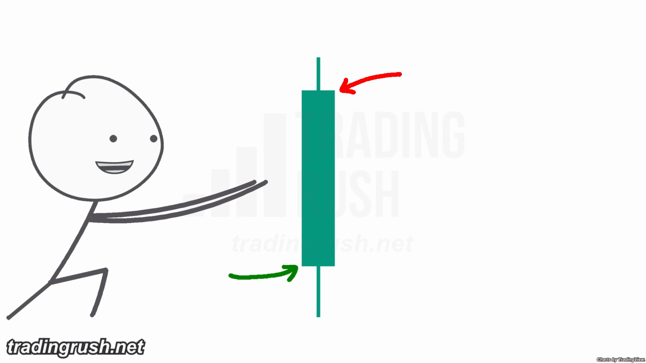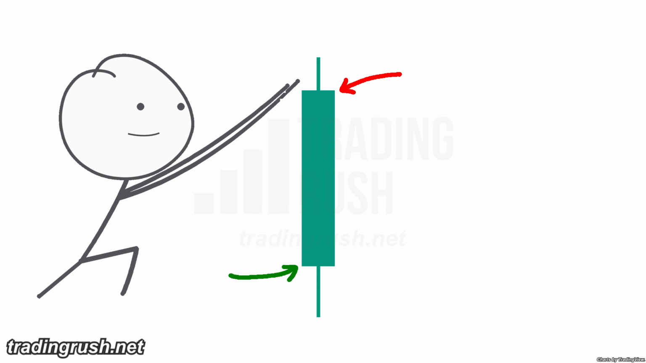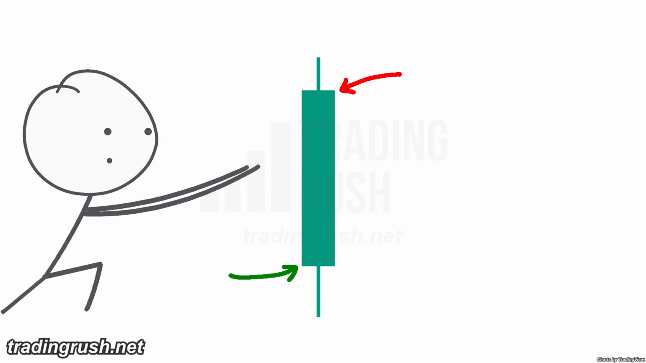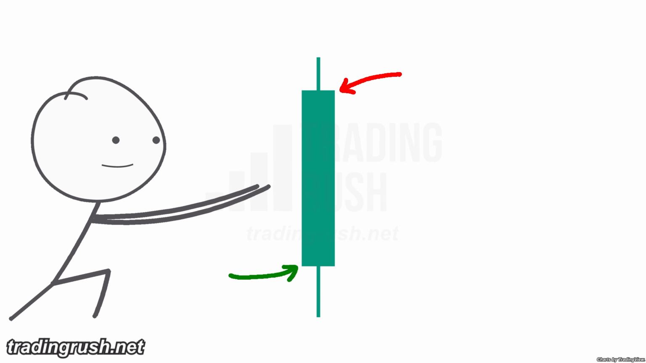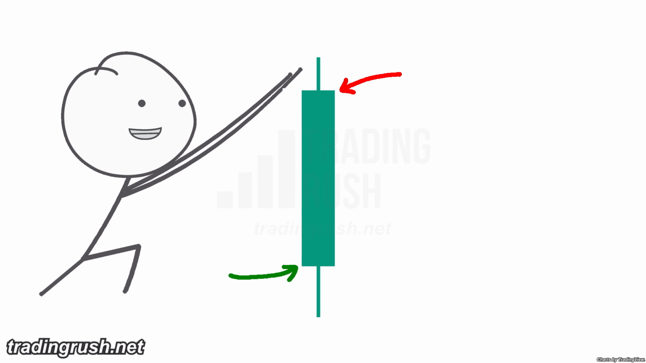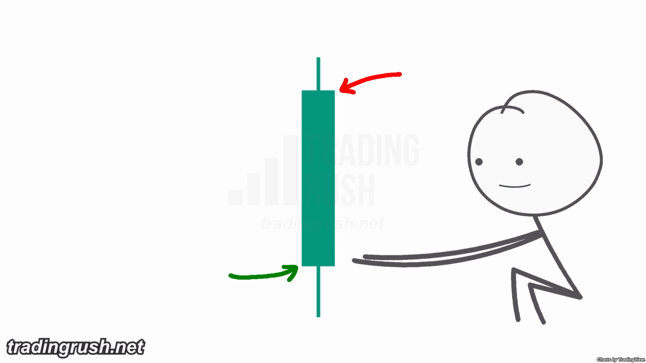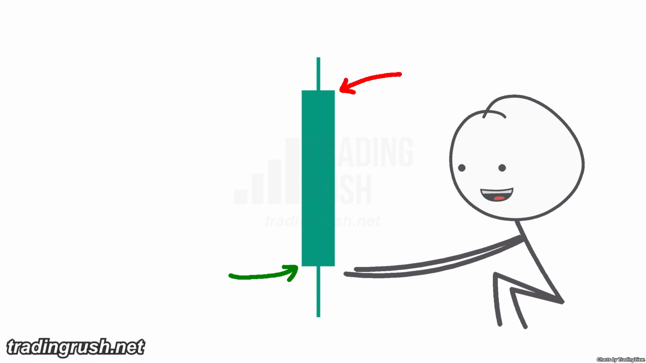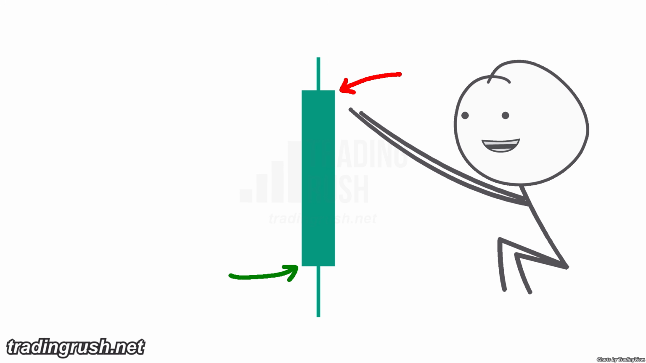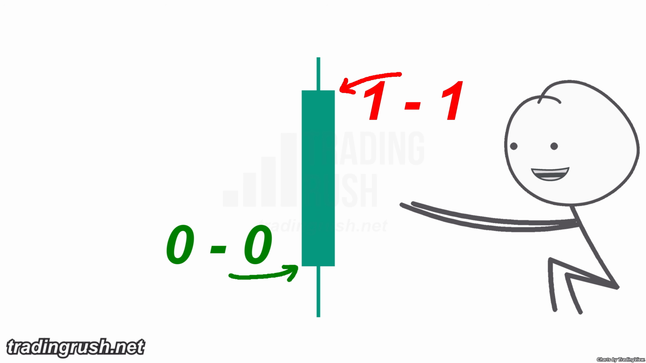A candlestick is just a little box with two thin lines sticking out of the top and bottom, which we call wicks. It looks like a firecracker and tells us four things: where the price started, how low it went, how high it went, and where it closed. Think of it like a sports commentator who only tells us the score at the beginning and at the end of the game. If a game starts at a 0-0 score and ends at a 1-1 score, that sounds like a very boring, slow game.